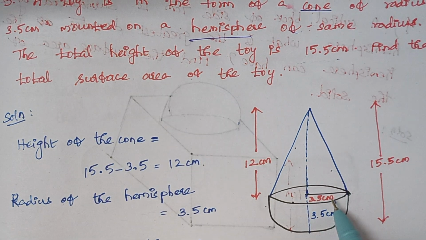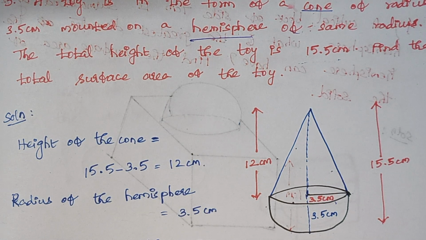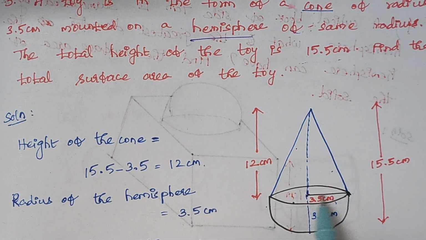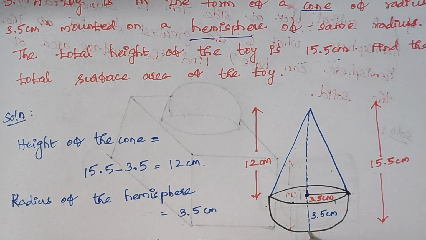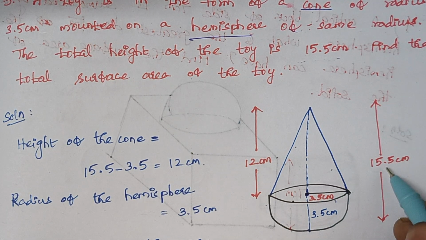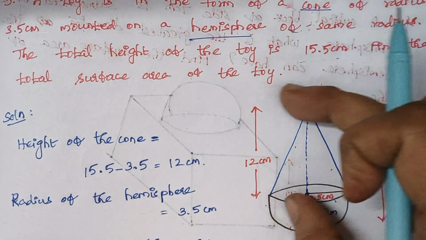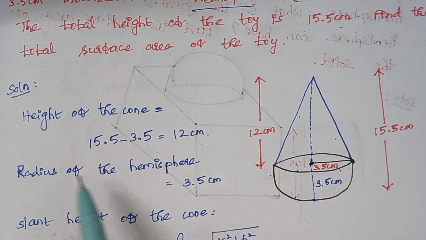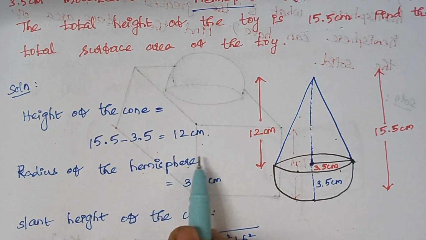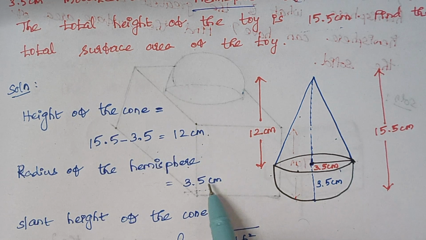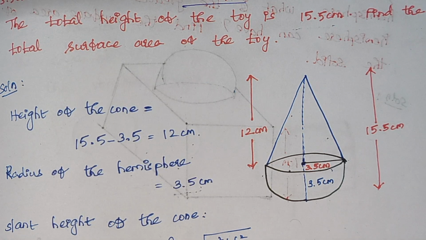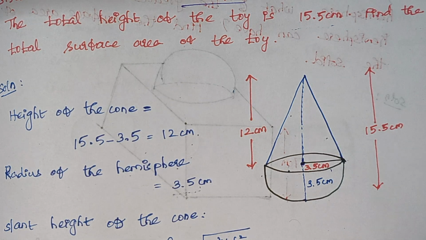So here now we are going to find the height of the cone. So for finding the height of the cone, you see I know this 15.5. So again you see, this is the radius. Similarly, the line joining from the center to this point is also the radius. It is 3.5. So when you subtract this 3.5 from this 15.5, automatically I will be getting the height of the cone. Therefore, 15.5 minus 3.5 is 12, right? So the next is the radius of the hemisphere. So the radius of the hemisphere is 3.5 centimeter, because the radius of the cone is equal to the radius of the hemisphere as they are mounted one upon the other, right?